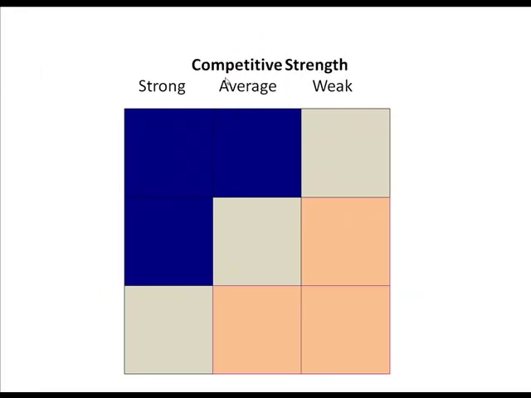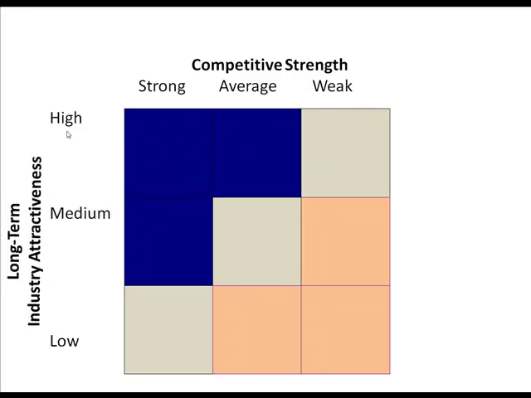On the x-axis, you'll want to plot competitive strength, being anywhere from strong to weak of your product or subsidiary. And on the y-axis, what is the long-term industry attractiveness? That could be ranked anywhere from high to low.